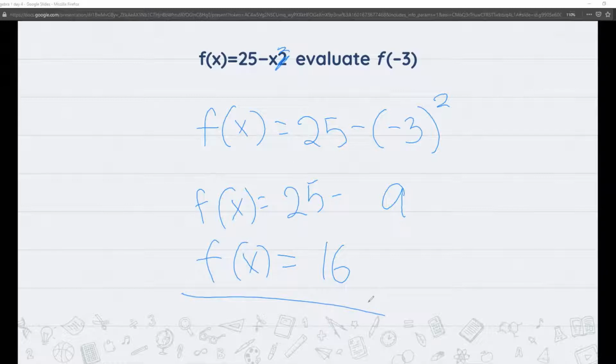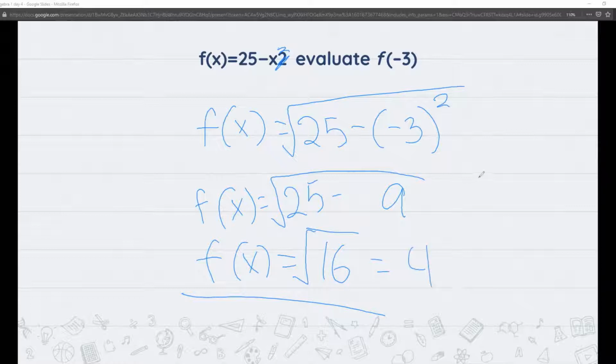But say that there was a radical. There isn't a radical in this equation, but sometimes there are radicals, in which case you would have to simplify this number, and the perfect square for 16 is 4. So if it was a radical, f(x) would have been equal to 4.